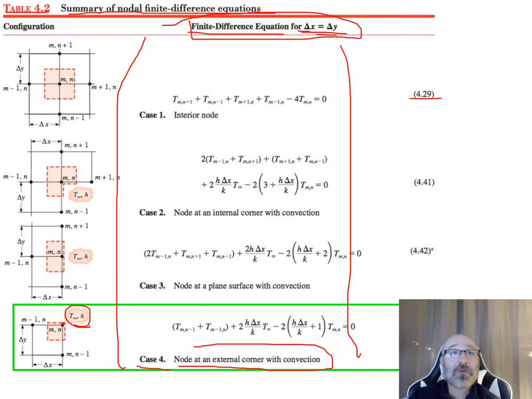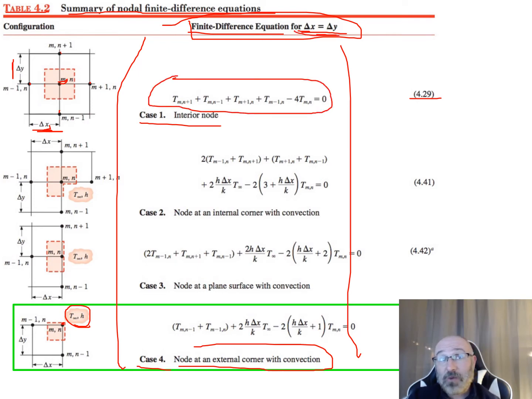We could also have the case where we have case 1, an interior node. So there's our interior node. We can see there's our 4 surrounding nodes, our m, n plus 1, m plus 1, n, our m, n minus 1, and our m minus 1, n. And we can see that's our delta x going from one node to the other, and our delta y going from one node to the other. And this is our corresponding finite difference equation for when delta x is equal to delta y.